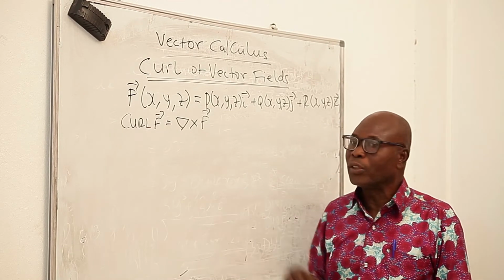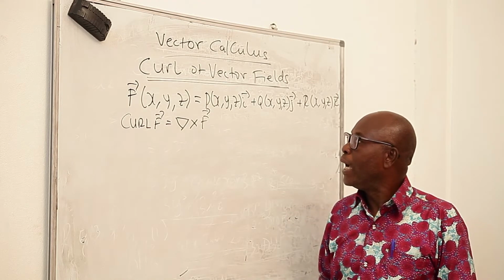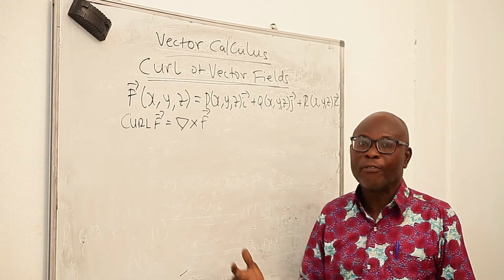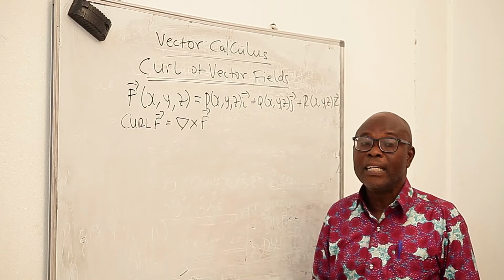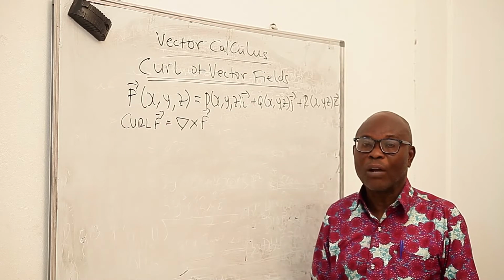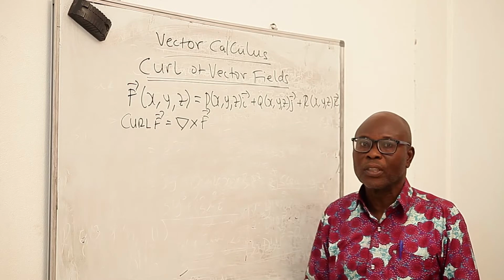So we are going to cross del and F. It only happens when F is in 3-dimensional space. And we learned in the previous videos how to calculate the cross product of 2 vectors.